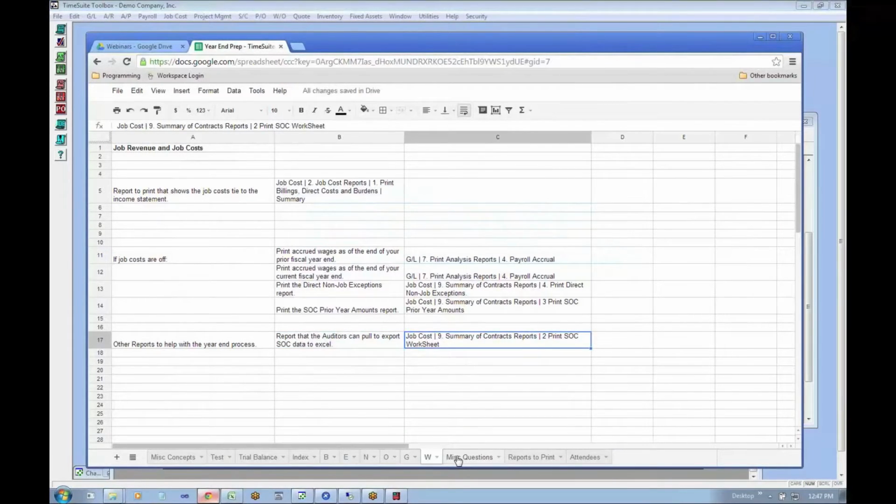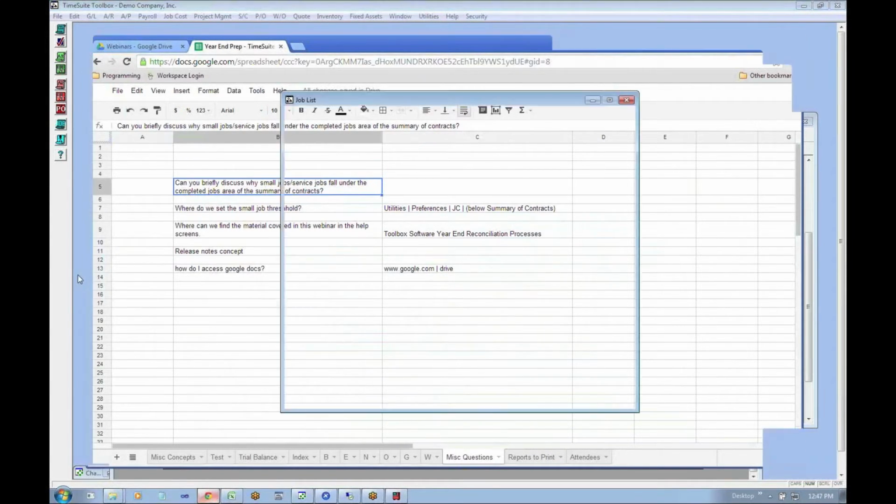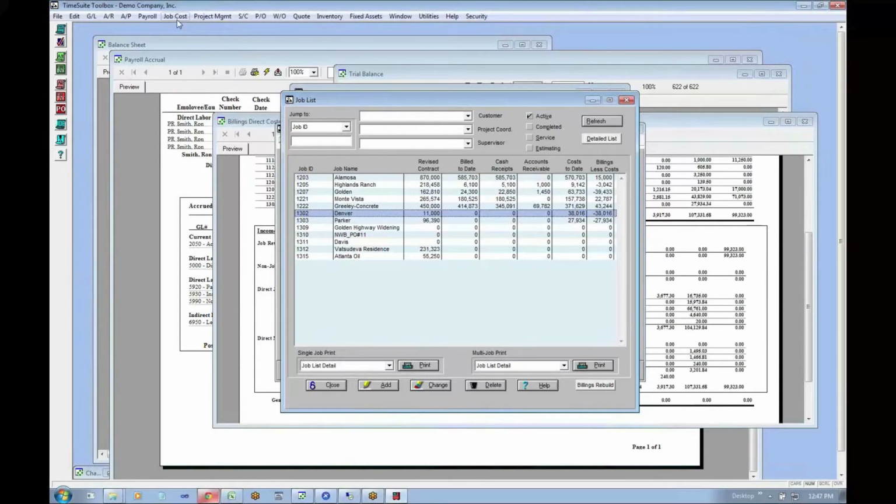So that's some of those concepts. We'll go over to miscellaneous questions, and some of the questions that have been posed in the past. Can you briefly discuss why small jobs and service jobs fall under the completed jobs area of the summary of contracts? So we'll come over here to the summary contracts.